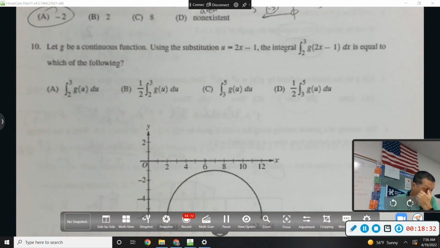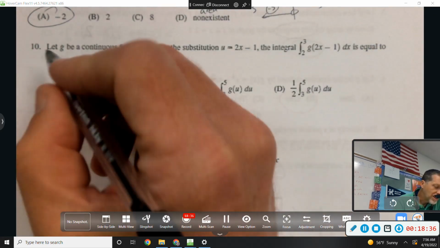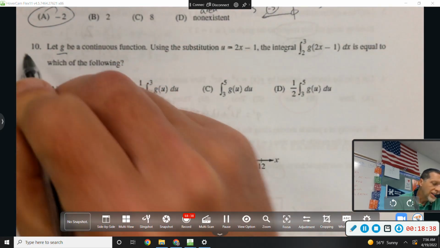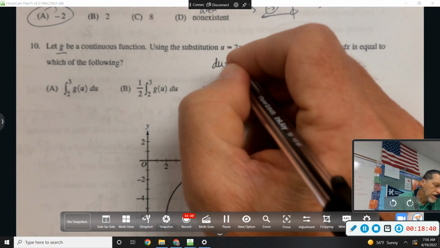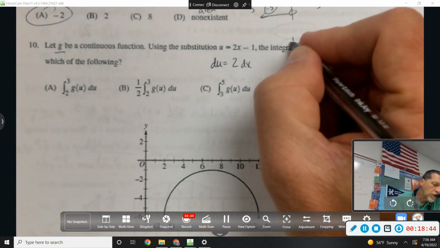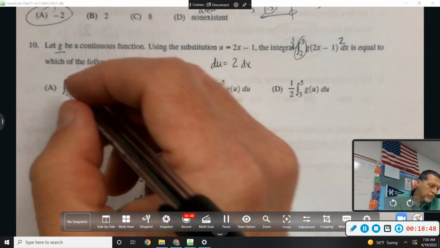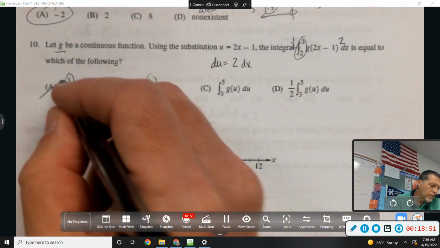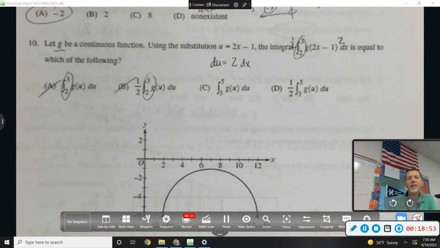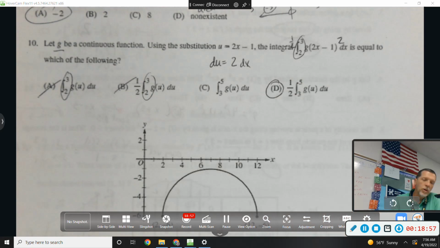I think most people got number 10 correct, where G is a continuous function, because we've done enough of these that you knew to use the 2 and the 1/2, and then don't forget to change the limits. So I could probably throw out the 2 and the 3 right away, and then the 1/2 on the front without working this whole problem. I think the answer is D. But most people got that one.